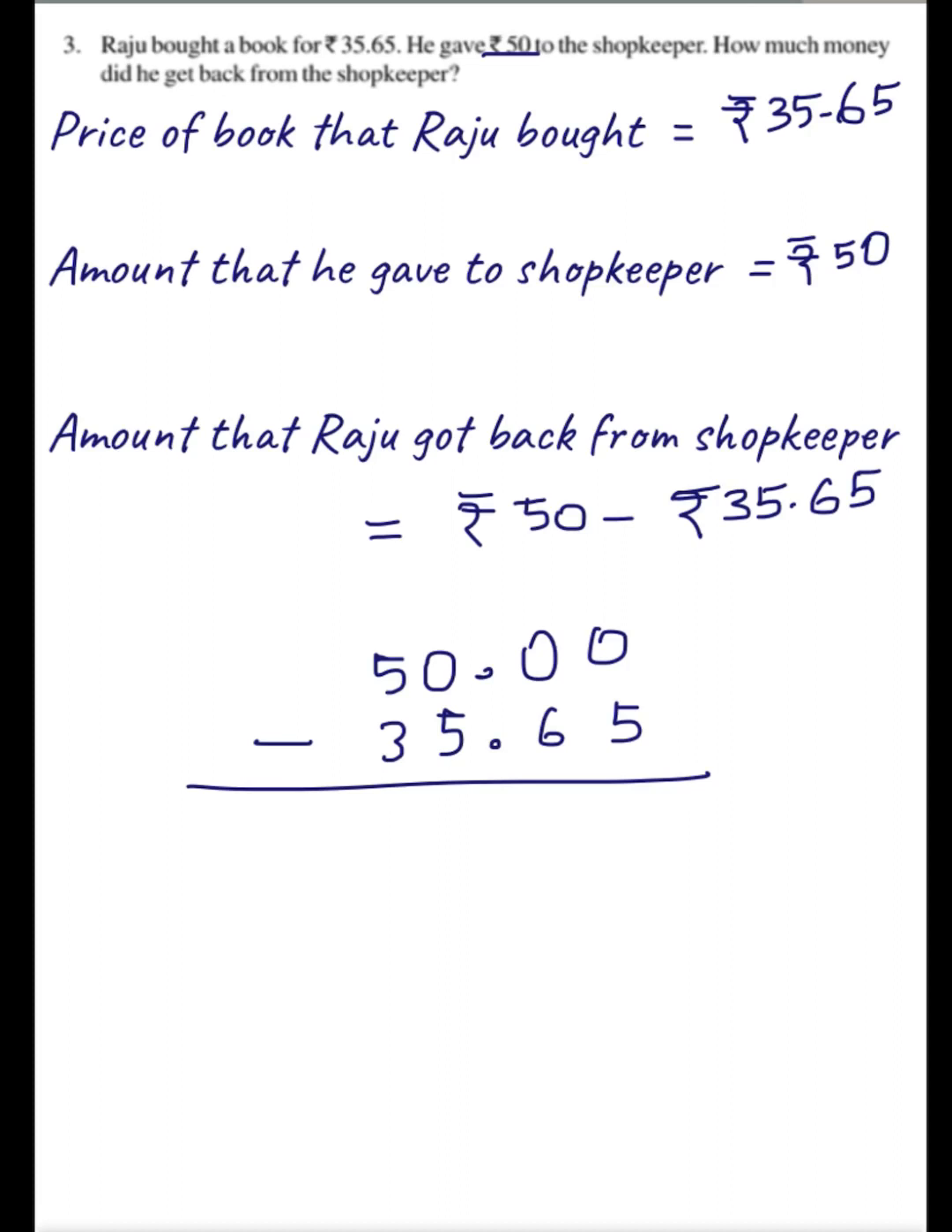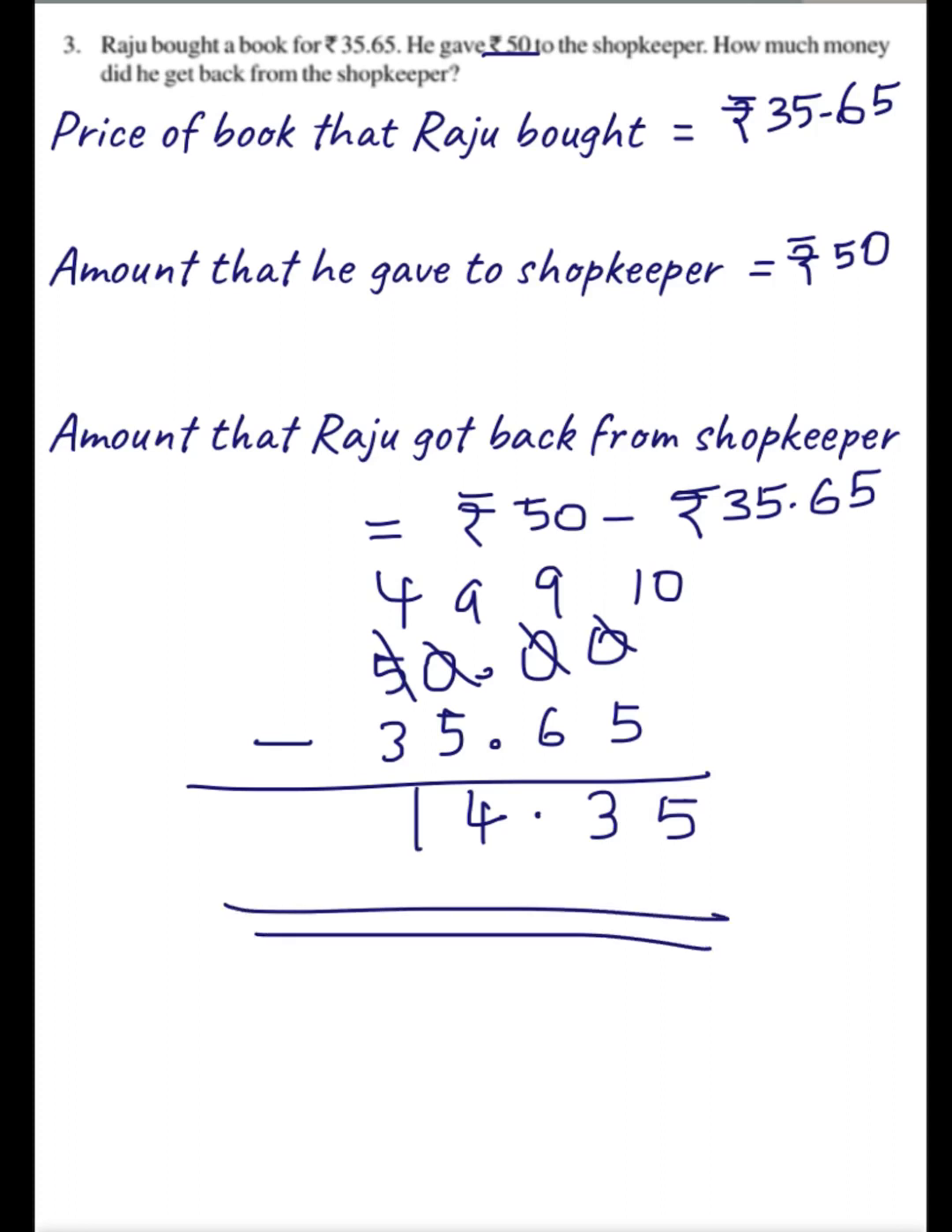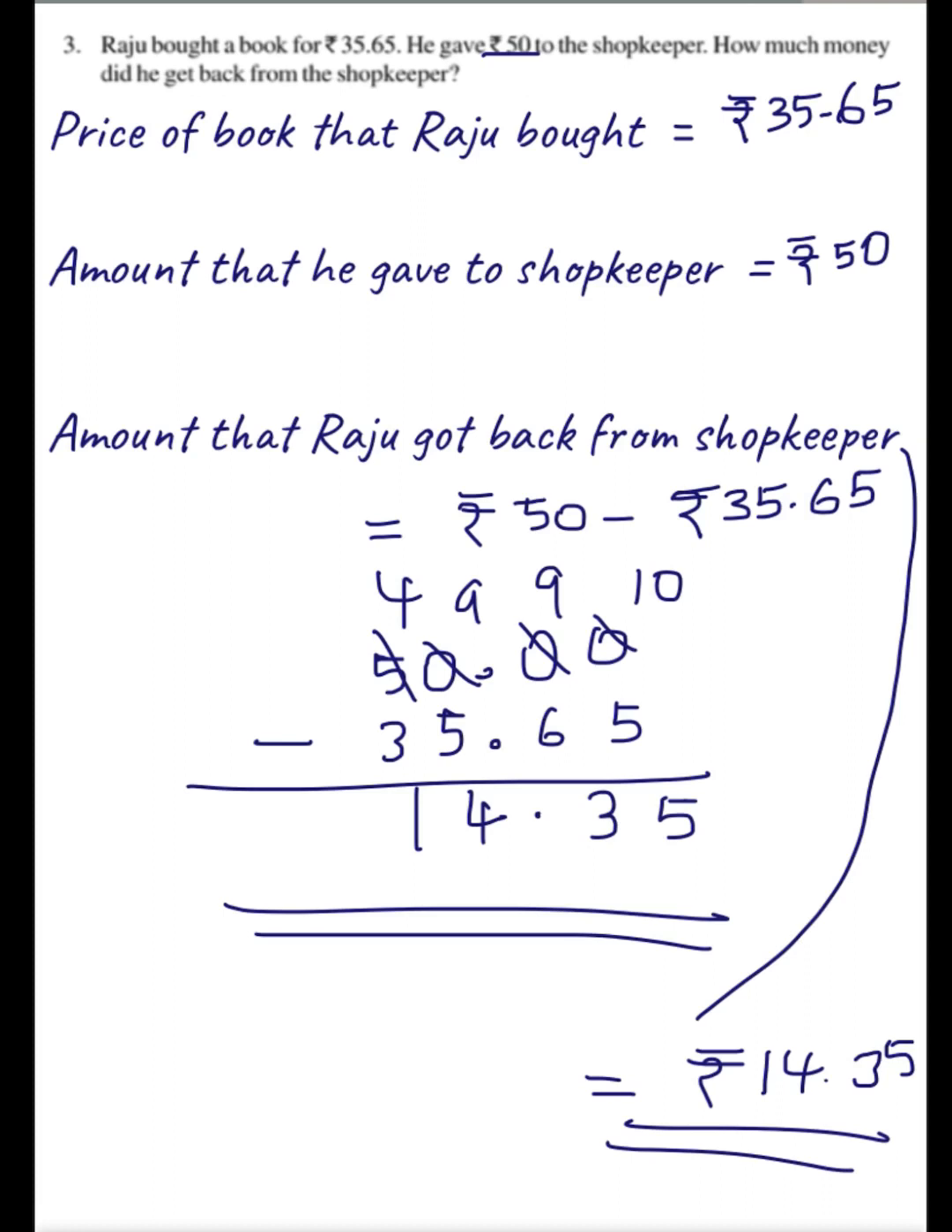Okay. So here you will get 4, 9, 9, 10. What is 10 minus 5? It's 5. 9 minus 6 is 3. And you have to put the decimal point. 9 minus 5 is 4. 4 minus 3 is 1. So the answer will be 14.35. Or you can say the amount that Raju got back from the shopkeeper is equal to rupees 14.35. Okay, this is the answer for this question.